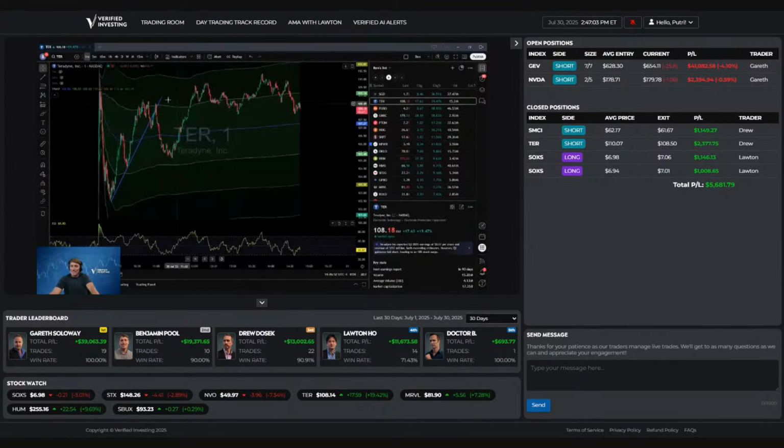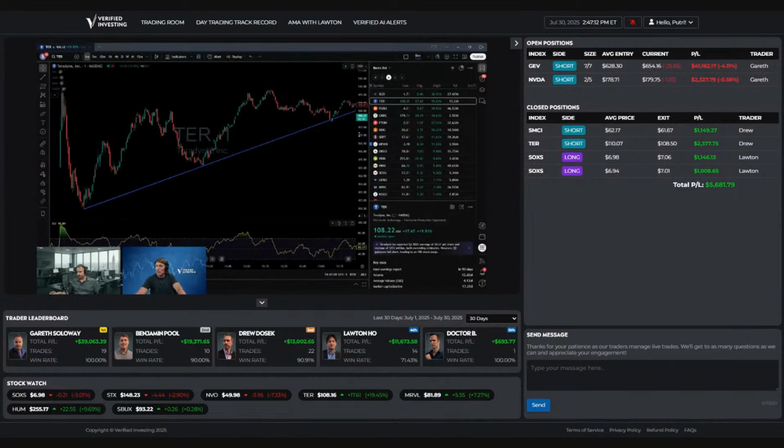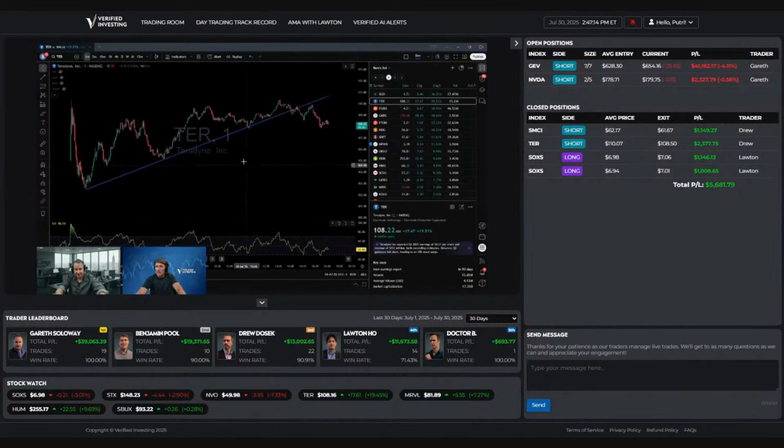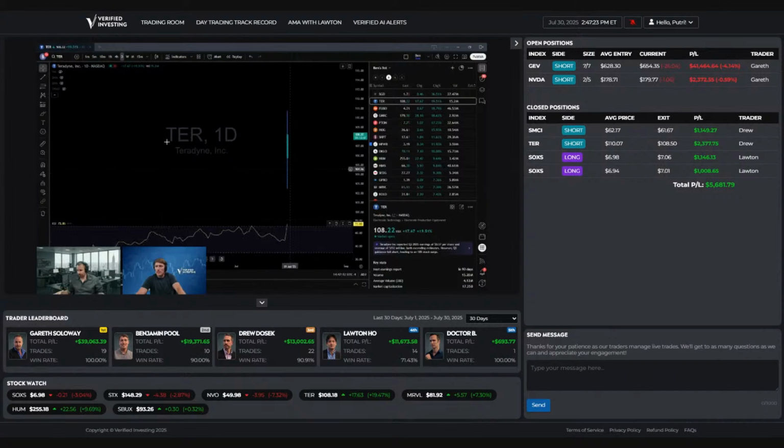Oh, geez. Lawton's. Anyway, here's a nice upslope trend line on Teradyne. Had a great fall from earlier this morning. Let's get rid of that VWAP. Nobody knows what that means. It went and retested the pivot high from earlier this morning. It was a great run. It was up over 20% on the day.